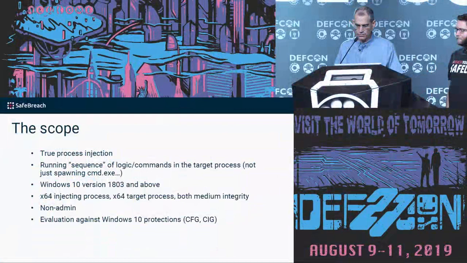So we set out to fix this situation and to fill this gap and to document all those process injection techniques. And the scope of our project was true process injection, running a sequence of logic or commands in the target process. So we're not talking about just forcing a system function call and spawning another process. The focus was on Windows 10 version 1803 and above. So we're talking about pretty recent versions of Windows 10.